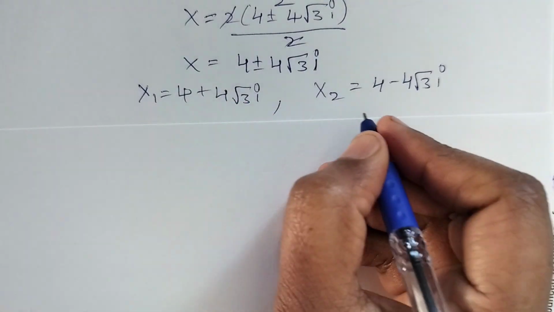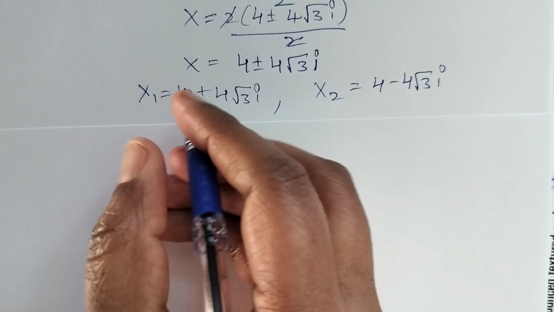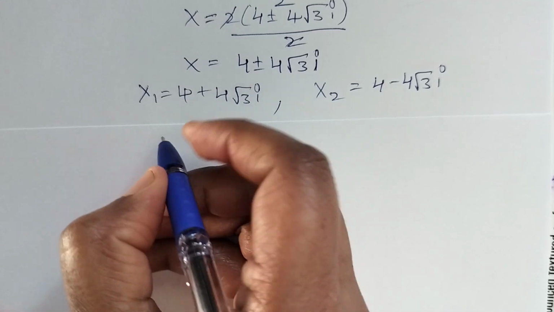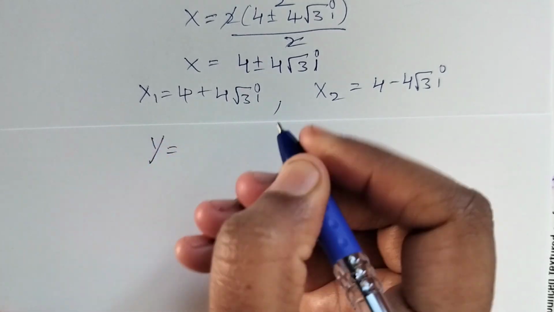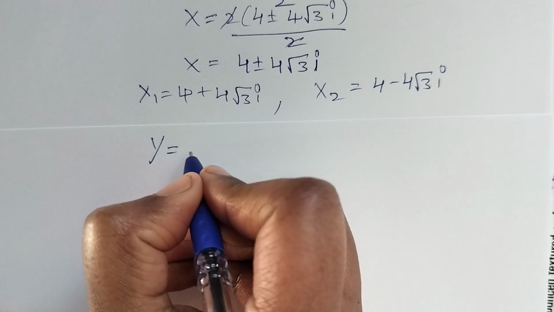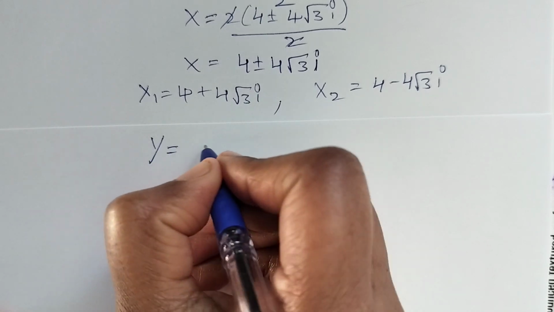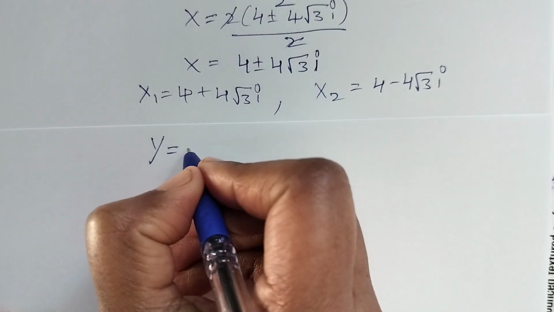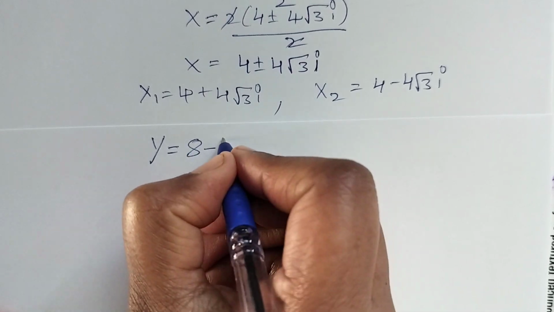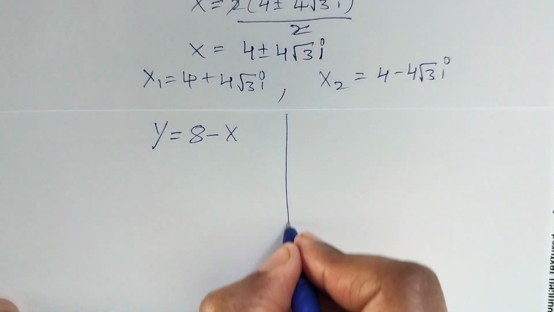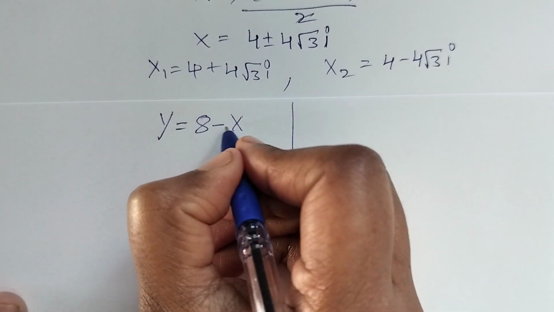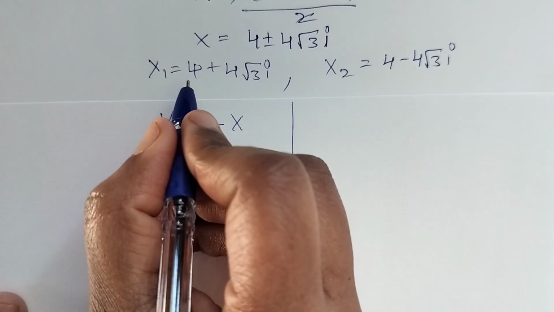So here we got the x values. Now we need to find the value of y. To find the value of y, we are taking the third equation. So y is equal to 8 minus x. In this equation we need to substitute the value of x.